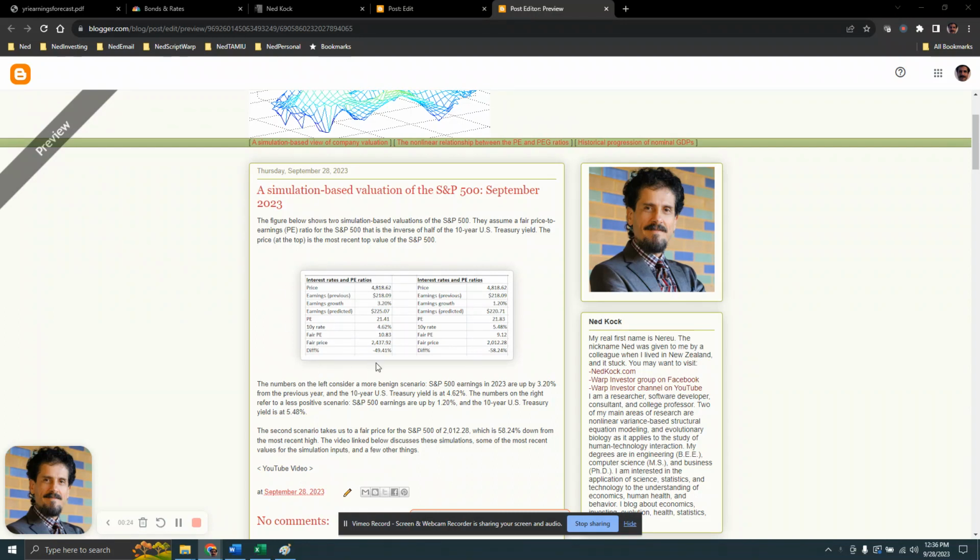The one on the left assumes an earnings growth for the S&P 500 earnings of 3.20%. And on the right, we have an earnings growth of 1.20%. So it's a less benign scenario, and this is within the range of analysts' estimates. So this one on the left leads to earnings of 225 and change, and on the right, 220 and change.